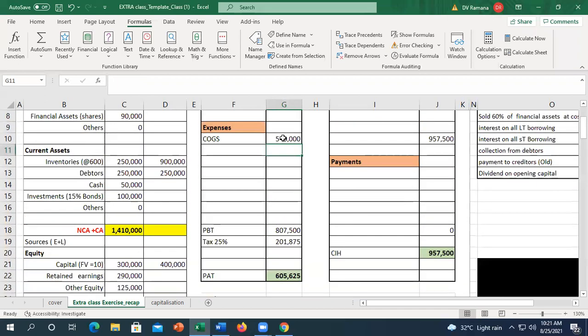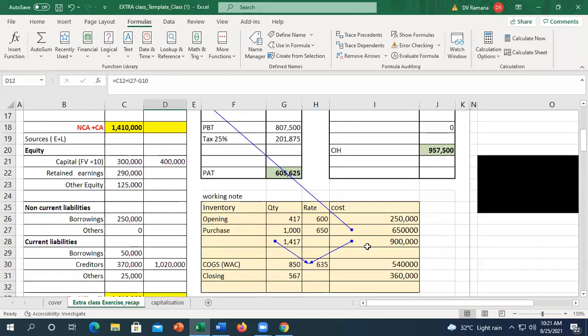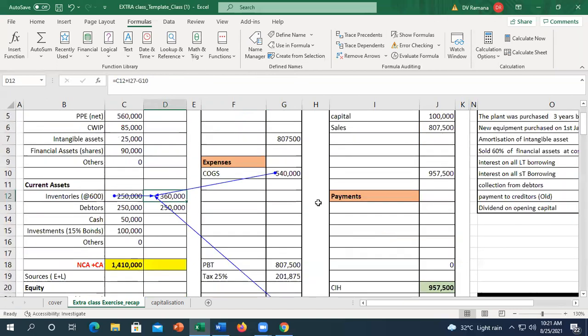So what is the implication of the cost of goods sold? Because of the goods sold, the inventory will reduce to the extent of the goods sold. We can see the inventory: inventory was 250, purchased 650, and sold 540.